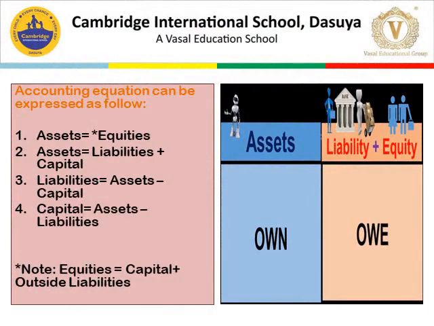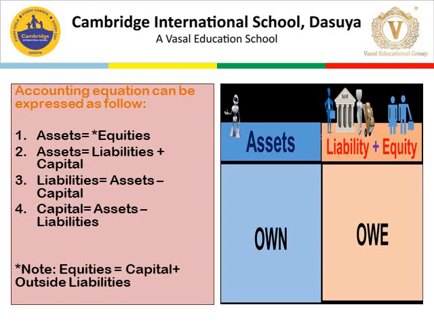We can also express the accounting equation in a mathematical way. This can be expressed as follows. Number one, assets are always equal to equities. Now, what are equities? Equities means capital plus outside liabilities. Capital is the amount invested by the owner of the business at the time of commencement of the business. When you are going to start the business, whatever the amount invested by the owner is called capital. It is also known as internal liability.